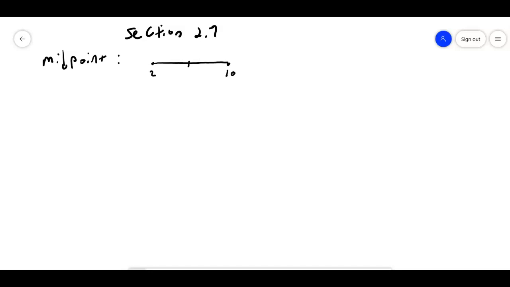Now sometimes you could figure it out without a formula, but the way you actually do it is you add the two endpoints and you divide by 2. So 14 over 2 would be 7. If you want it in the form of a formula, basically it's this. You add up the two endpoints and you divide by 2.